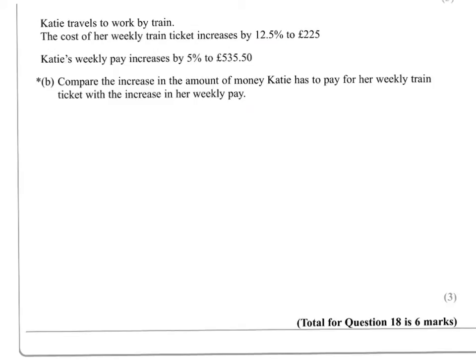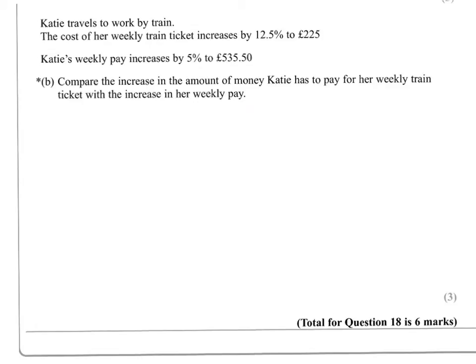So although we know the amounts in percentage terms, we've got to find out the amount in money. So we're going to need to know what the cost was before the increase and what her wage was before the increase. Compare that with the new amounts of money, get the difference between the two, and those will be the amounts of money we need to work out and can compare. Maybe that'll be more clear when I carry on and do the question.